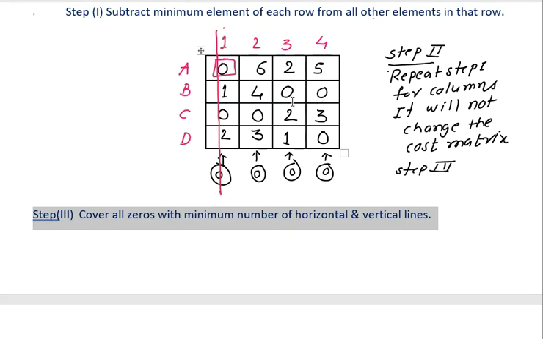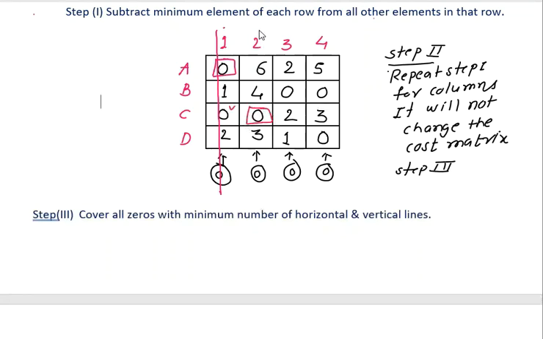Now there are two zeros in the second row, and in the third row there is a single zero because one zero is already crossed. So we make an assignment here. In the third row there is a single zero. We are making an assignment in a row, so we have to draw a vertical line. Now in the fourth row there is a single zero. So use it for an assignment and draw the vertical line.